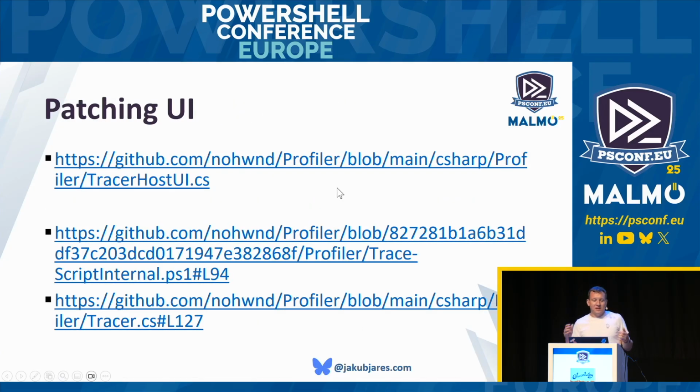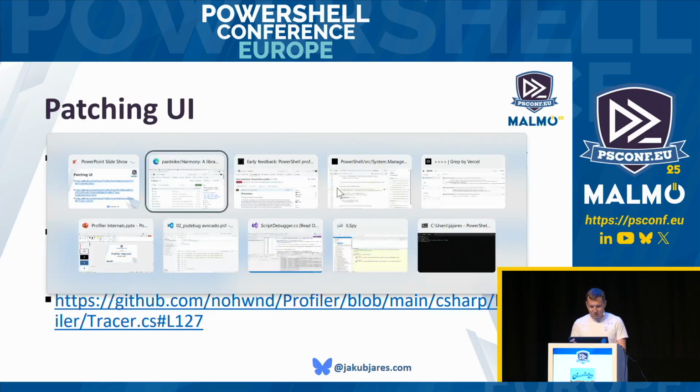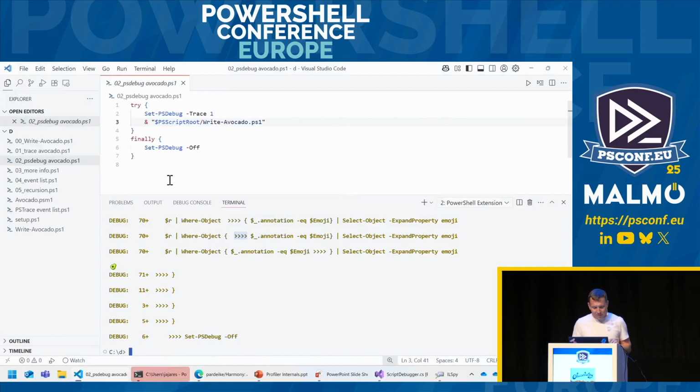But then I thought, well, we are writing to the screen. I already write a PowerShell host, so maybe I could somehow patch the call to writing to the UI. So if we go back to my VS Code, I wanted to replace this call to write PSDebug with something that I control and where I can plug in my own callback.